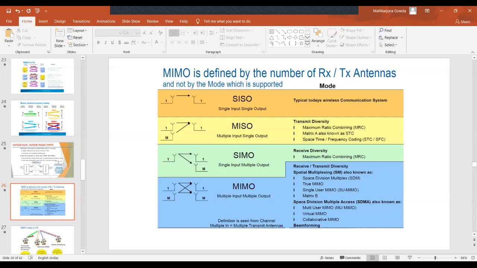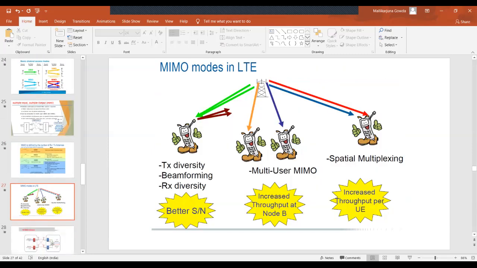Spatial multiplexing, also known as space division multiplexing, is the true MIMO. Space division multiple access, SDMA, is also known as multi-user MIMO. Actually, virtual MIMO and so on is used for beam forming. So I have given a broad picture of the different types of MIMO: single input single output, multiple input single output, single input multiple output, and multiple input multiple output. From each we get some advantages.